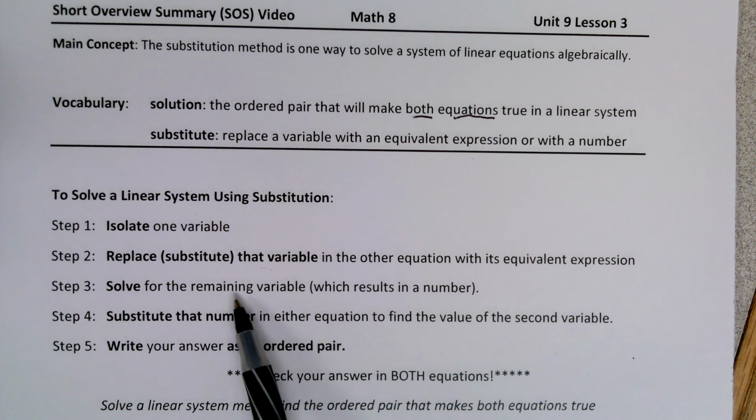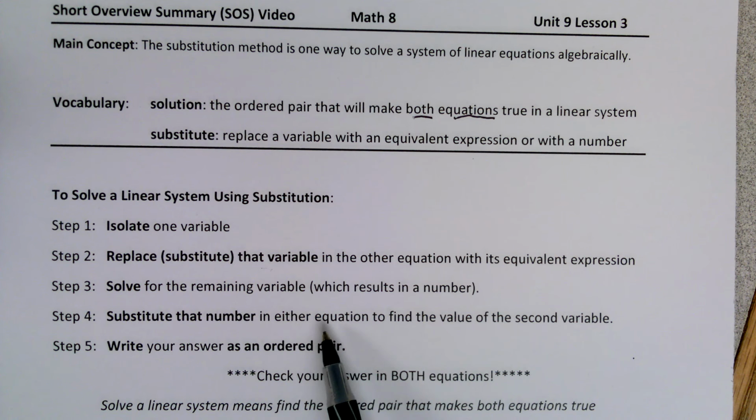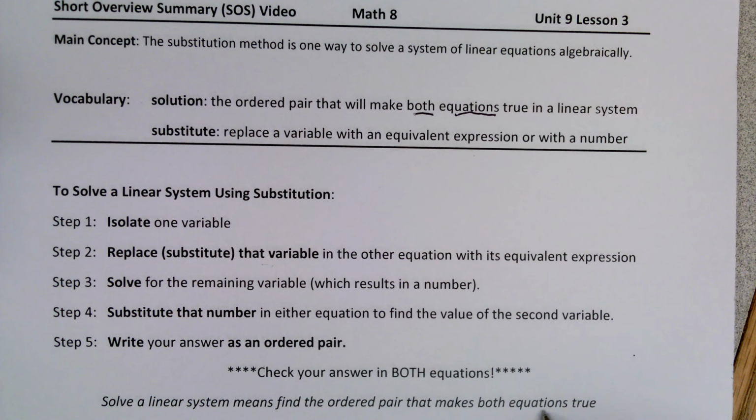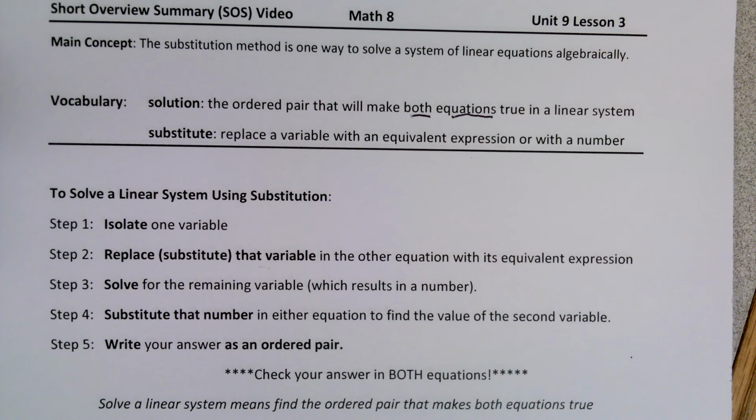Then you're going to solve for the remaining variable, because there's only going to be one letter to solve for in the equation. Once I get an answer for that variable, I'm going to substitute that number in either equation and I'll find the second variable. And then we write the answer as an ordered pair. Remember, check your answer in both equations, because if it's a solution for a system, it needs to work for both equations. It will make both equations true.